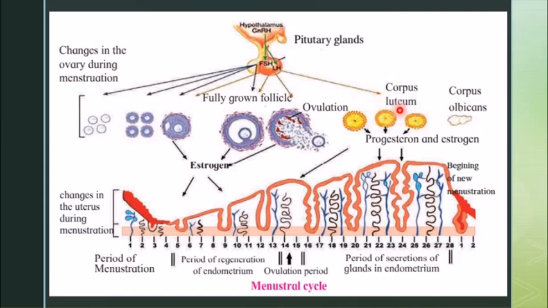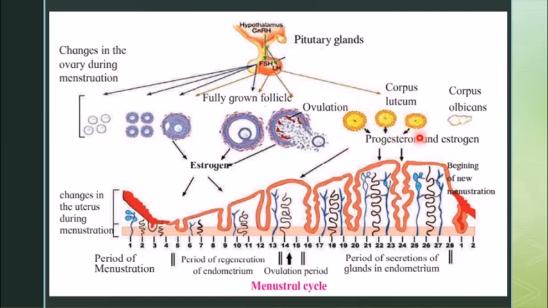Now this corpus luteum starts to produce what? Progesterone. As it starts to produce progesterone, the endometrium lining starts to secrete their secretion, so that they will be ready for when the oocyte arrives and the implantation takes place and the zygote formation will occur and the further process will take place. So that is why they prepare themselves under the effect of progesterone and estrogen also.